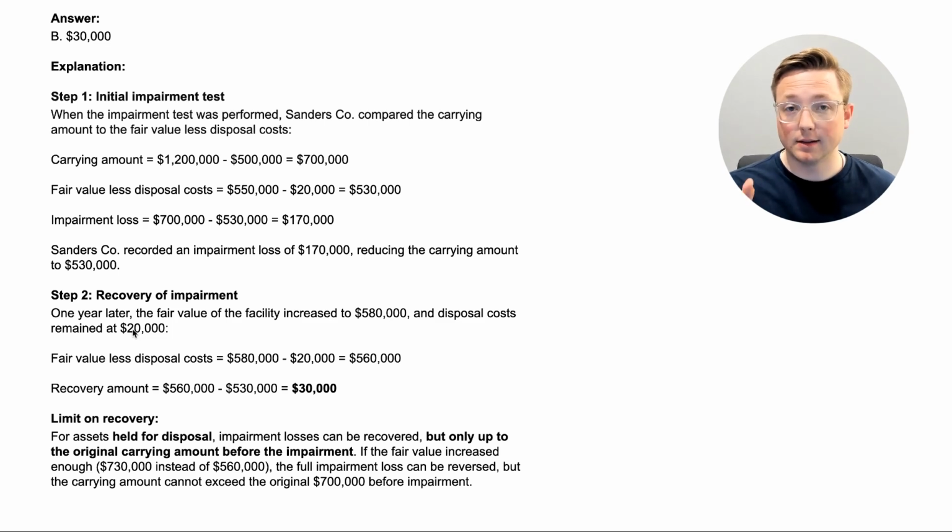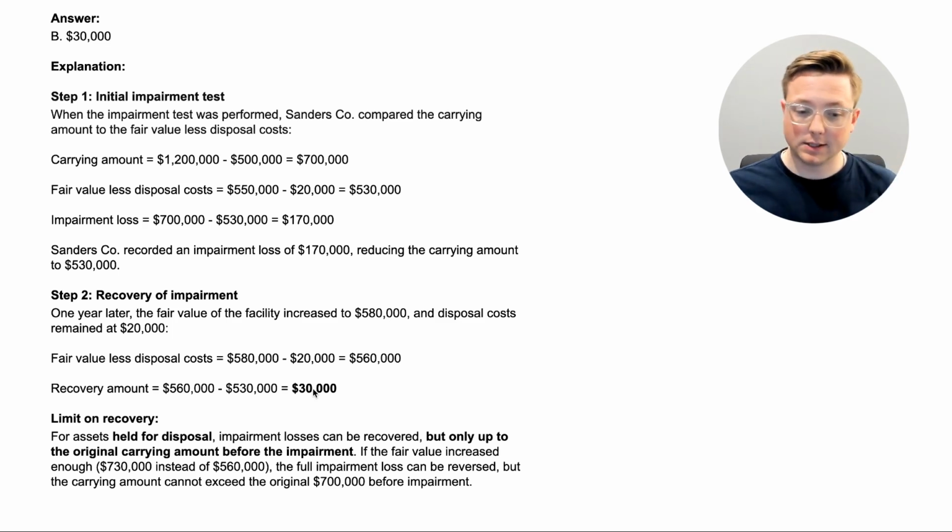Remember, this is for an asset that is being held for disposal. It's not the same as an asset being held for use. The fair value less disposal costs with this new fair value is $580,000 less $20,000, so that's $560,000. So that's what the market says the fair value is now. So they can recover from this $530,000 that it's at right now up to that $560,000. So that's a $30,000 recovery. That's pretty cool, right? This is one of the few situations where with this impairment, you can go from the impaired carrying value up to the new fair value if the fair value increases for an asset held for disposal.